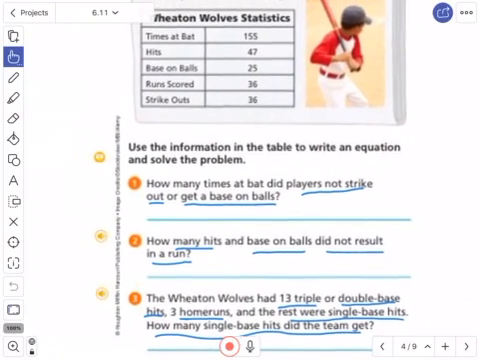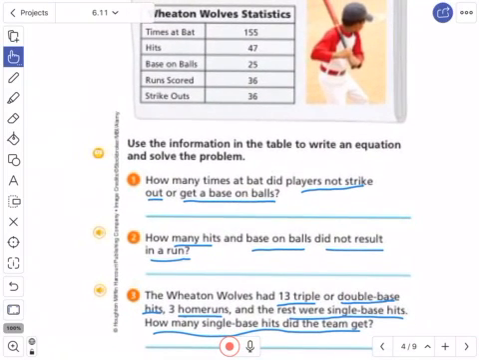So hits. Oh, that's right. They have hits up there in the data table. So I'm going to need that piece of information to help me because they got 47 hits. Okay. Well, do your best thinking with this and come back and check against mine.